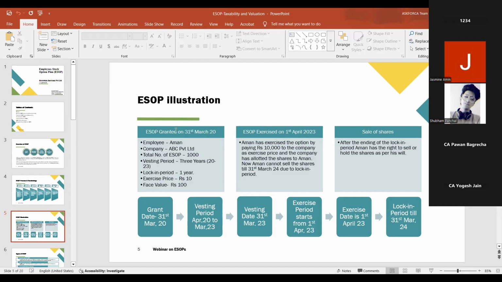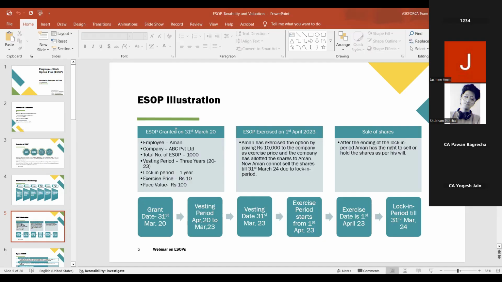Then in this case, 31st March 23 is the vesting date, and the exercise period starts from 1st April 23. Suppose Aman exercises the ESOP on 1st April 23, then by paying 10,000 rupees to the company (1000 ESOPs at 10 rupees exercise price each), he can exercise. He has to pay 10,000 to the company. After that, he gets the 1000 shares of the company.